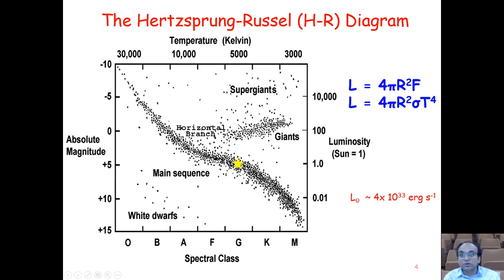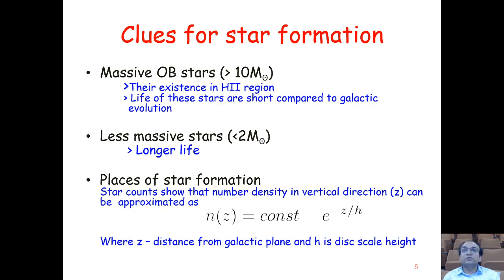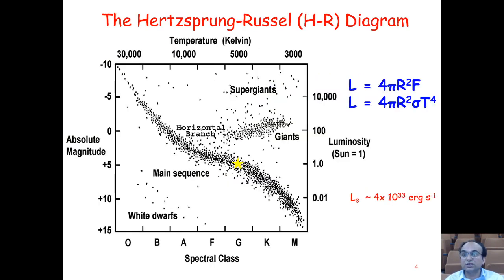So what are the clues for the formation of stars? These are a few clues. For example, massive O-type stars.